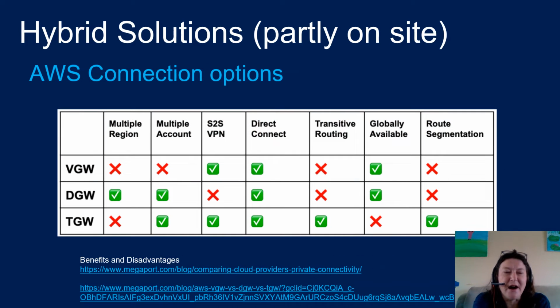So there are other AWS connection options. The virtual gateway is VGW, the Direct Connect gateway is DGW, and the transit gateway is TGW. So there are options, and these are the benefits and disadvantages of each one. Some of them are globally available, some are not. Transitive routing is the big benefit of the transit gateway, which basically means just about any network can connect to any network. So it's not just one network to one other network, and so on. But there are lots of options there.